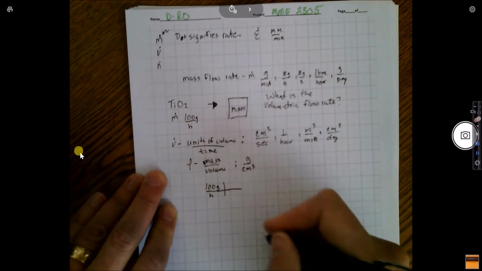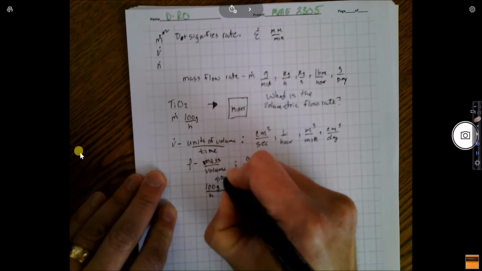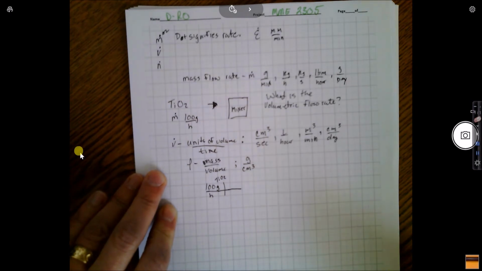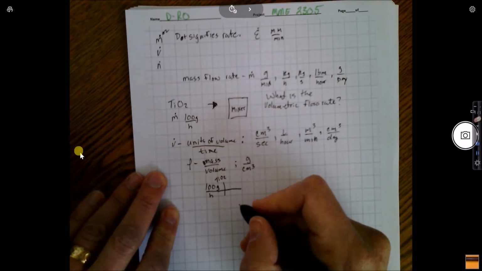So 100 grams per hour. And for bookkeeping purposes, I should have put titanium dioxide in there. So 100 grams per hour of what? Because as the problems get more and more complex in this class, bookkeeping is essentially the key to survival. And we'll go over that a little bit more in future lectures and videos that accompany this class.